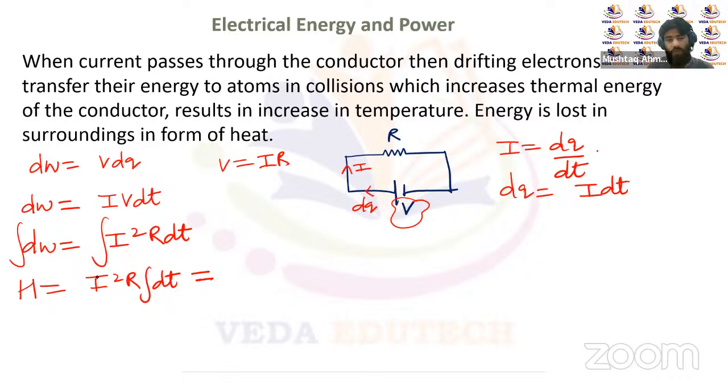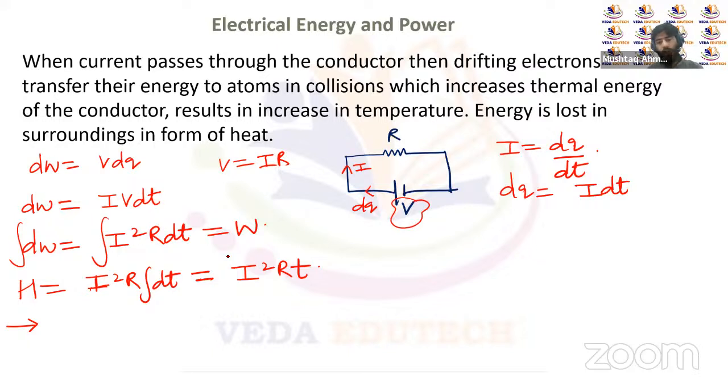But let's suppose some constant current is flowing through this circuit up to some time t. Then the heat loss will be the integral of I squared R dt, that will be t. So the heat loss will be I squared R t. This will be the heat loss, or we can say this will be the total work done also.